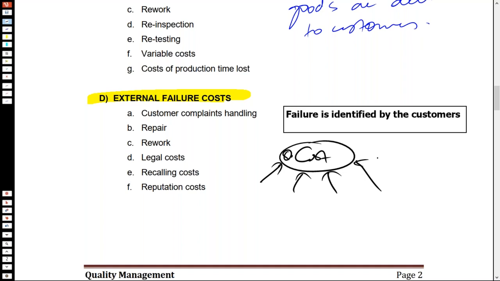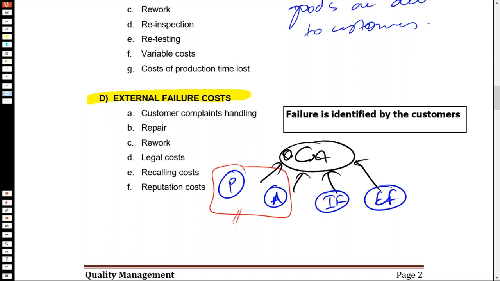Now there's something that I want you to understand. When we talk about quality cost, as we said, there is quality prevention cost, quality appraisal cost, quality internal failure cost, and quality external failure cost. You need to understand that the prevention and the appraisal cost are termed the cost of conformance.